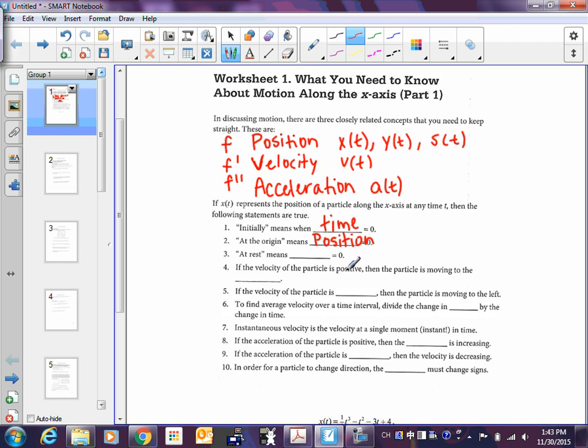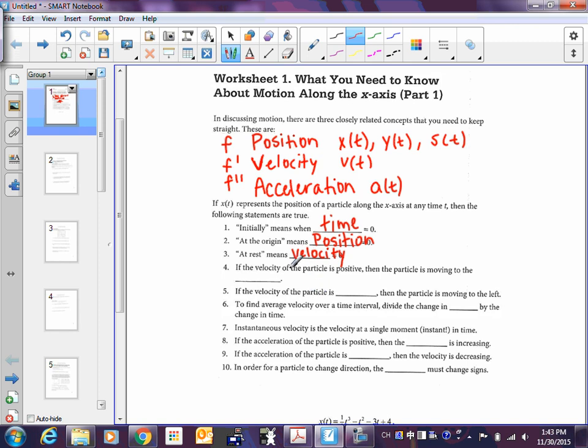Okay, what about at rest? Velocity. And this does not mean that this particle is at rest and it stays at rest. It could be the particle is moving right, stops for a split second, then moves left. In between those, the velocity would have to equal 0.